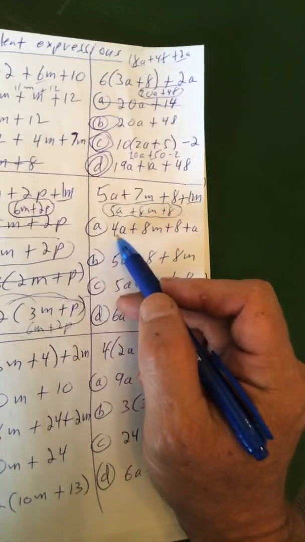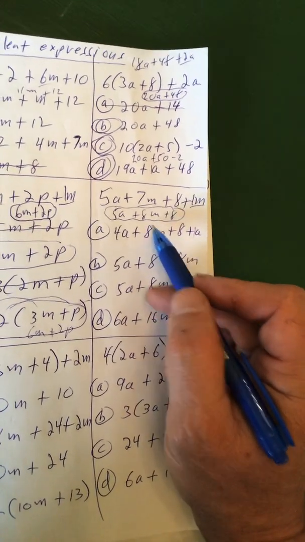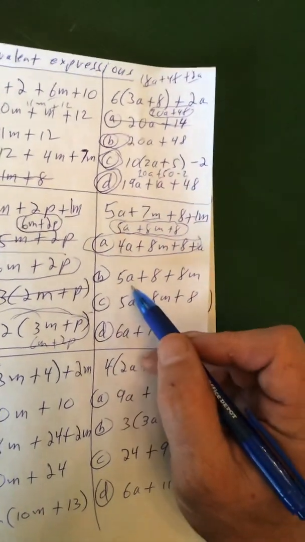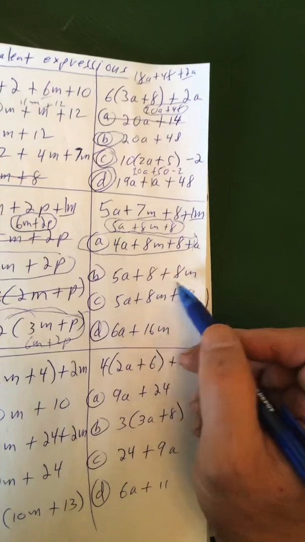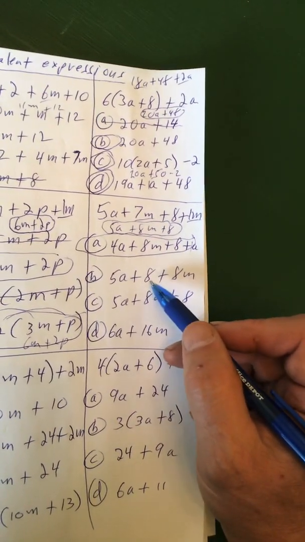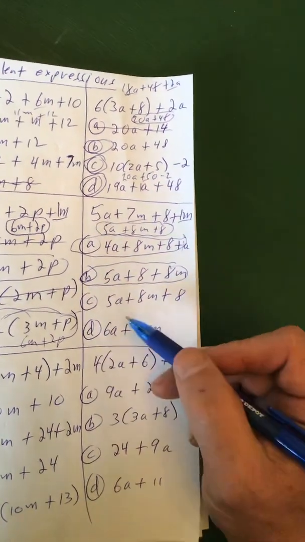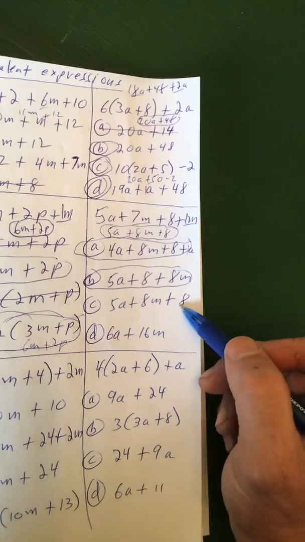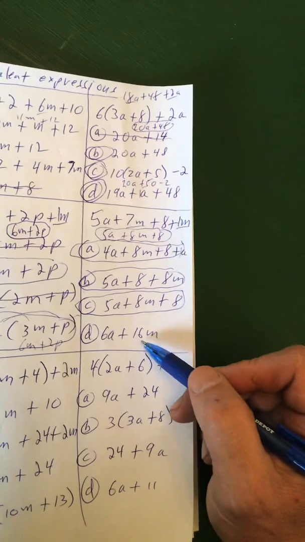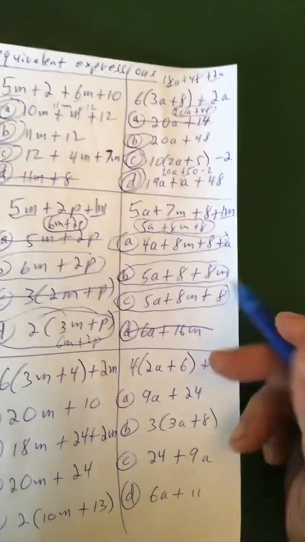So here, 4a plus 1a is 5a, and then you got plus 8m and plus 8. So yeah, that's a winner. Here you got 5a plus 8 plus 8m. You just switch the order, and that's okay. You can add in any order, commutative property. So that's equivalent. Here's 5a plus 8m plus 8. That is a winner. And here's 16a plus 16m. That's a loser. So the first three were equivalent.